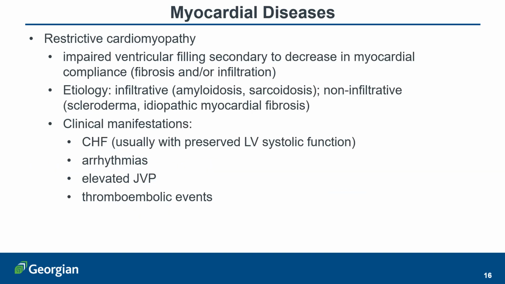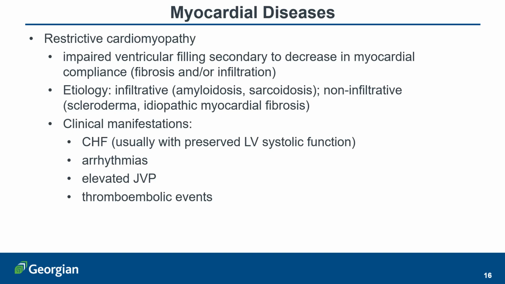Lastly, restrictive cardiomyopathy, you have impaired ventricular filling, and that's because of the increased fibrosis and replacement of normal cardiac muscle tissue by connective tissue, so you also have reduced compliance. The etiology could be infiltrative, so it's really what causes the connective tissue to infiltrate the cardiac muscle tissue. No one really knows, but it could be various conditions such as amyloidosis or sarcoidosis, or various other autoimmune diseases such as scleroderma.